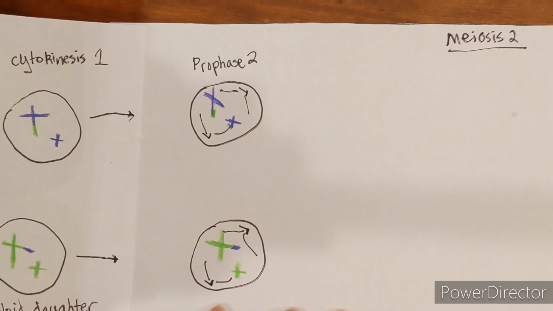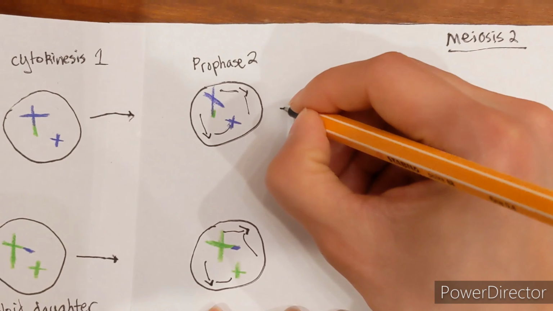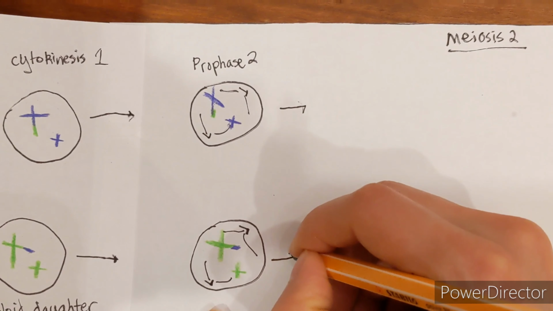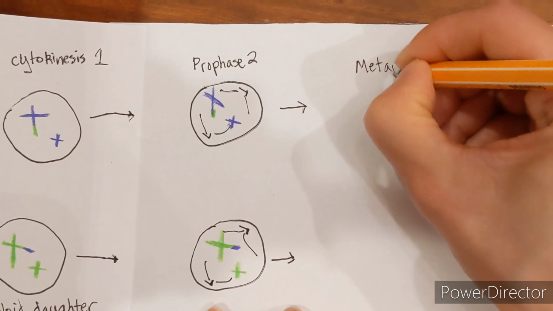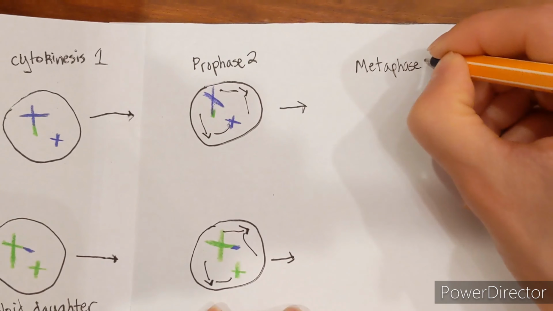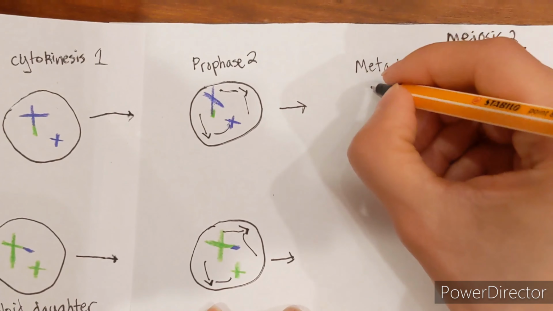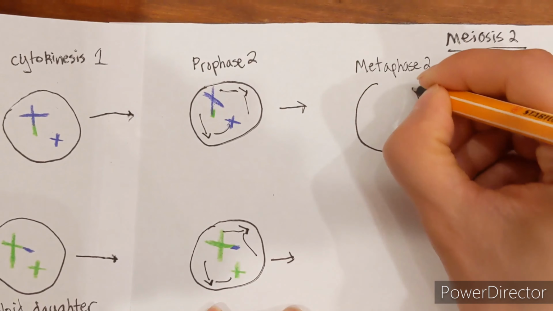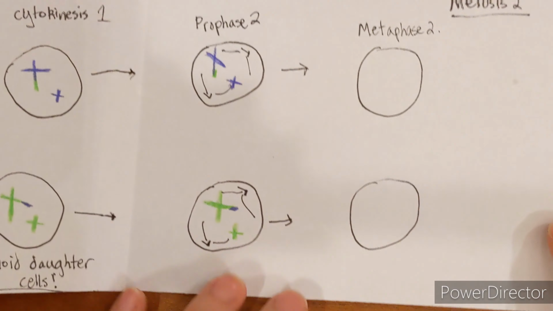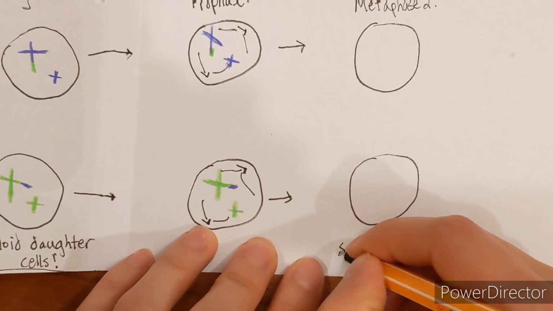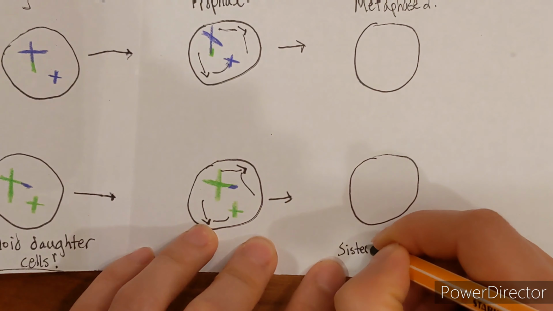After prophase, we always have metaphase. This time, since I'm in the second division, I call it Metaphase 2. In Metaphase 2, I still have my 2 daughter cells. This time, I'm going to align my sister chromatids.